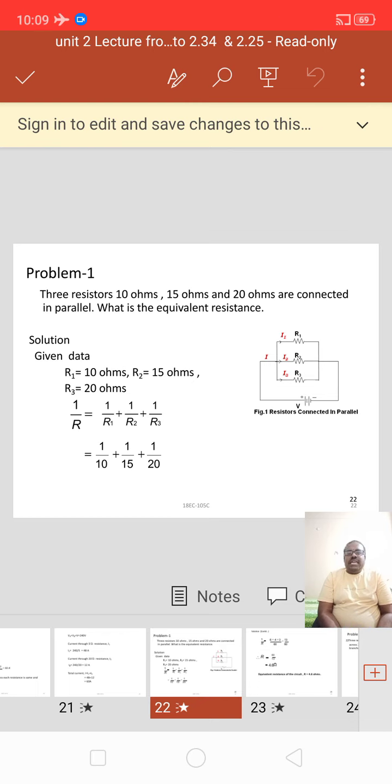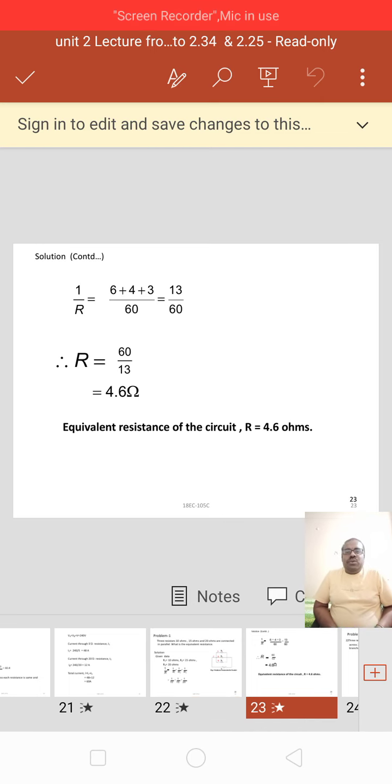Here three resistances are given, R1 equal 10 ohms, R2 equal 15 ohms, R3 equal 20 ohms. So our formula for finding the equivalent resistance is 1 by R equal to 1 by R1 plus 1 by R2 plus 1 by R3, that equal to 1 by 10 plus 1 by 15 plus 1 by 20. Then by doing some calculations, we get R equal to 60 by 13, that equal to 4.6 ohms. Equivalent resistance of the circuit R equal to 4.6 ohms.